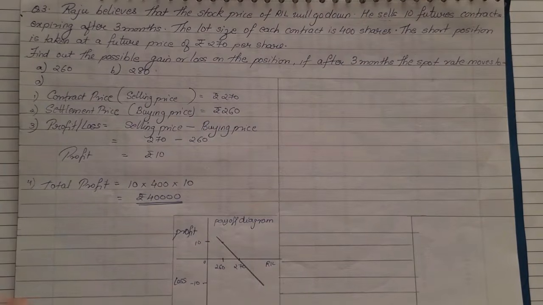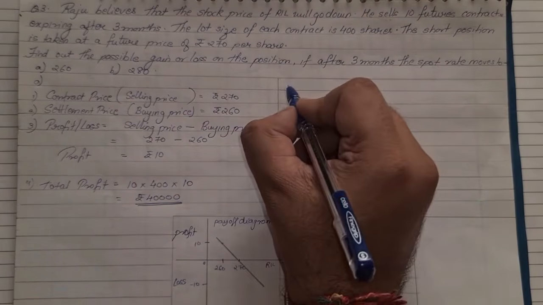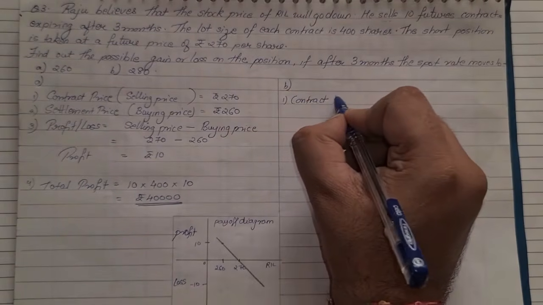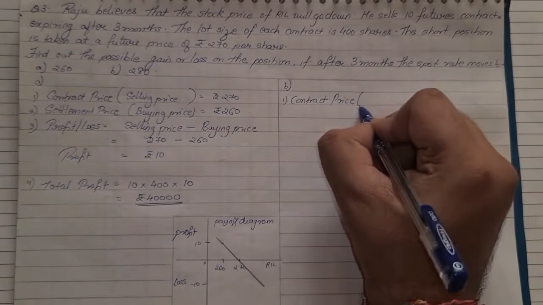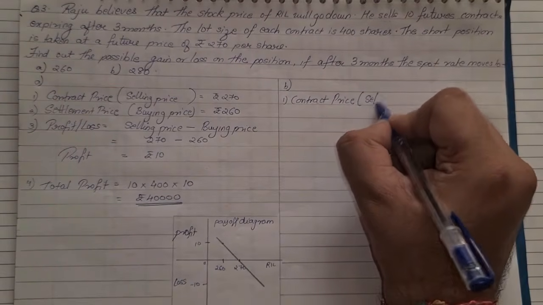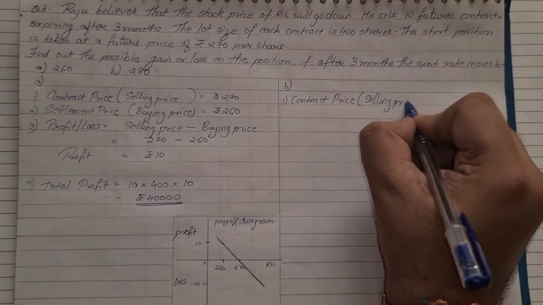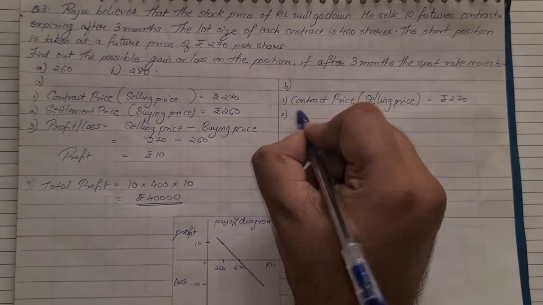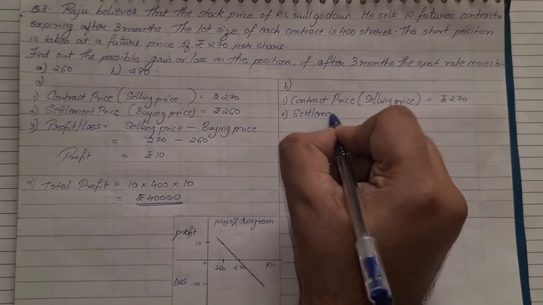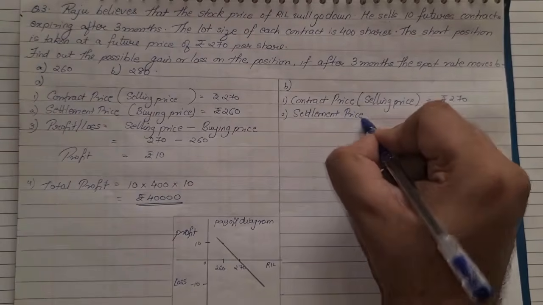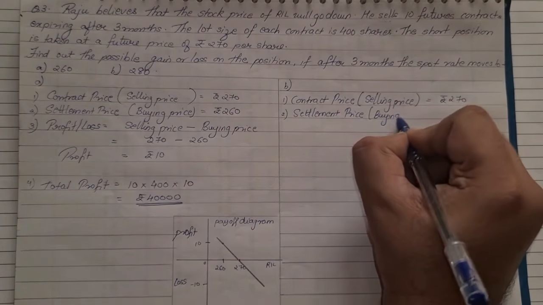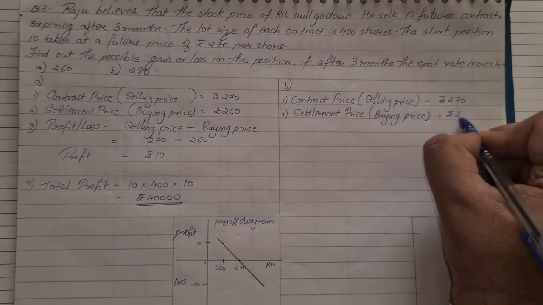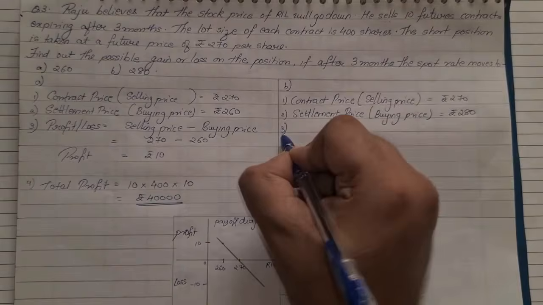Okay, very simple. Now chalo, the same thing we will replicate for part B. Again, number 1, contract price. Now the contract price here again is the same. It is based on selling price because here he has sold for rupees 270. So on settlement date we will have to buy, so it will be based on buying price. So my buying price is rupees 280.